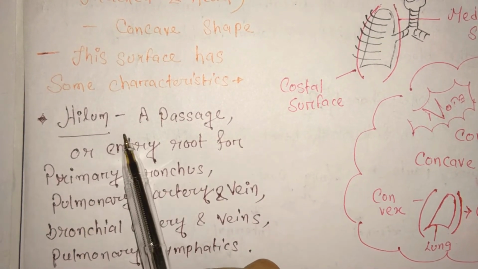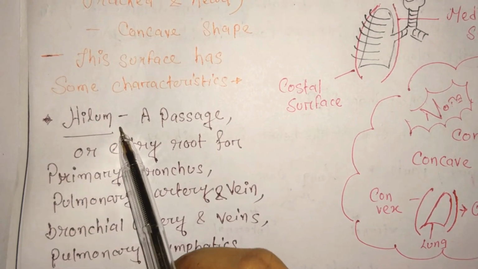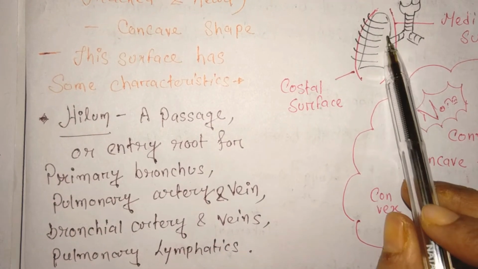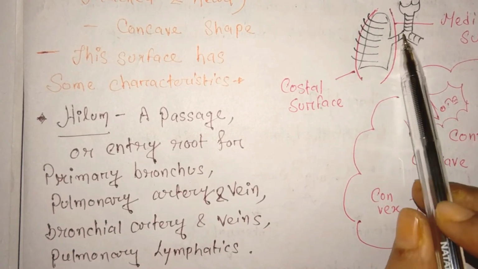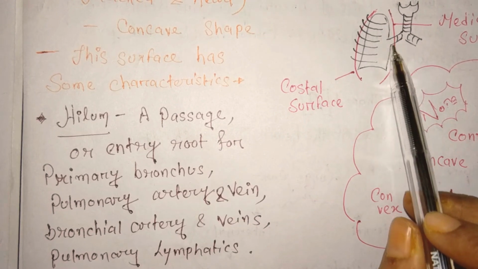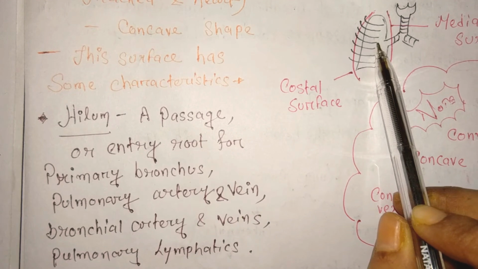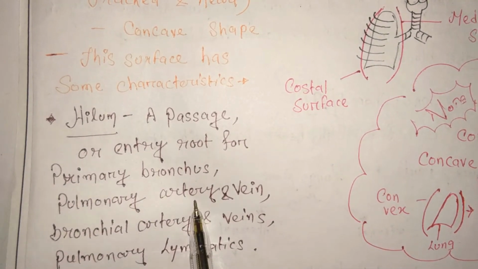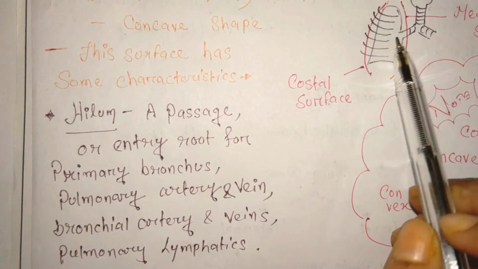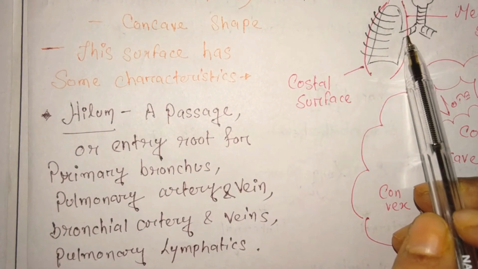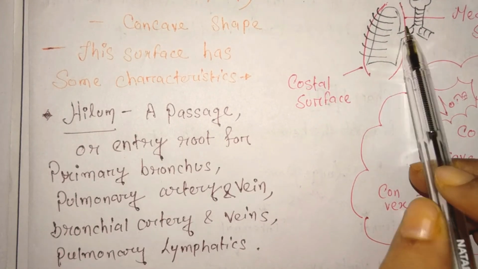Okay, so I ended the video yesterday on the hilum, right? So the hilum is what? A passage, right? This part is called the hilum, where the trachea divides into the primary bronchus. Not only the primary bronchus enters here, but also the pulmonary artery and vein, bronchial artery and vein, pulmonary lymphatics and all the lymph nodes. The entry passage of all of these is called the hilum.